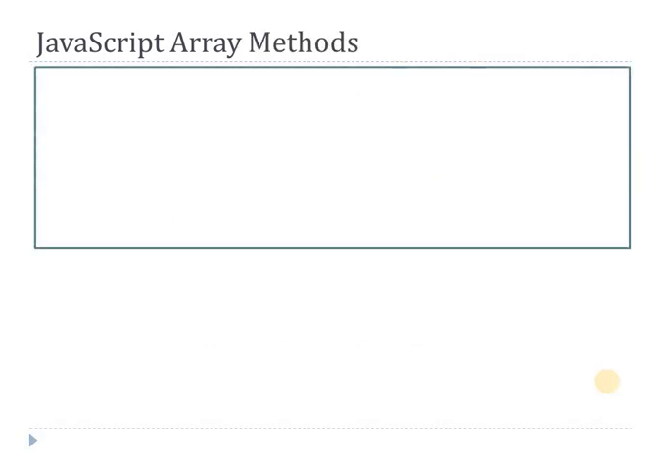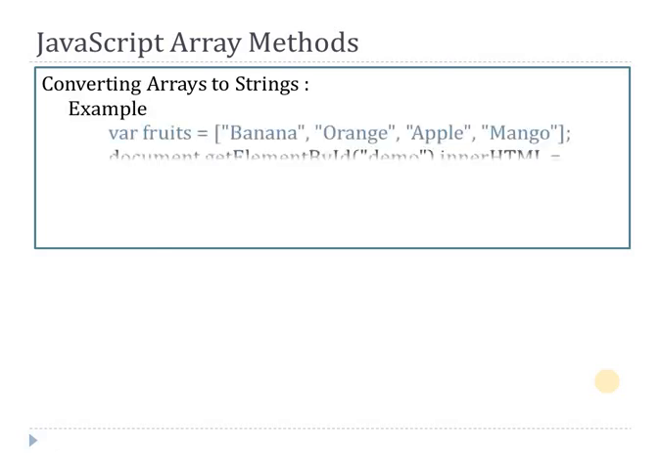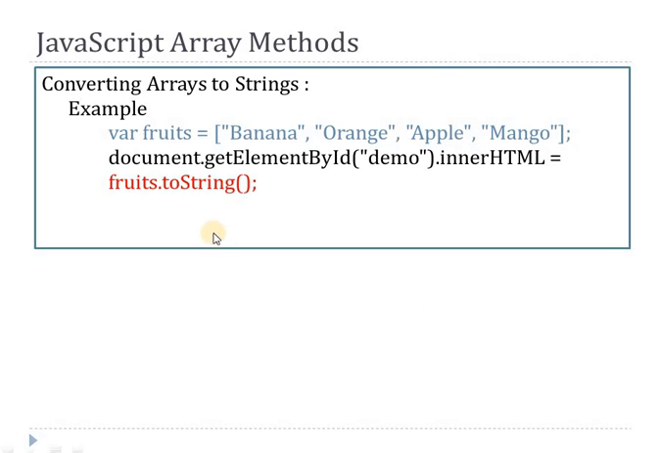Now, JavaScript array methods. The first method is the toString method, which is used to convert an array to a string. For example, this variable fruits is our array declaration with initialization, and if you want to convert this array to a string, you just need to call the fruits.toString method. Your output will be banana, orange, apple, mango, separated by commas.